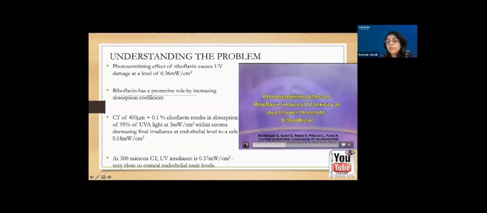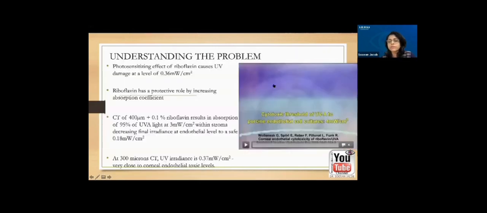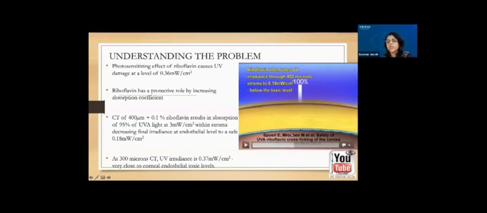But riboflavin, as I said, also helps you a lot because it also acts as a sink. It acts as a sink and it absorbs the ultraviolet light as well, and that's the way it helps you, by decreasing the passage of ultraviolet light to the endothelium. So it absorbs a lot of the ultraviolet light right there in the corneal stroma.